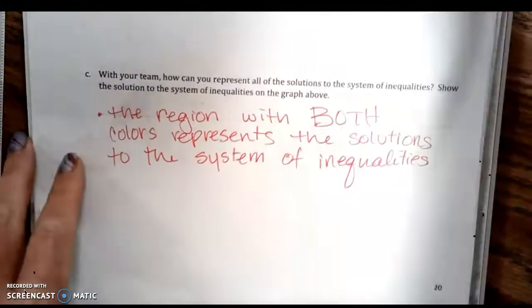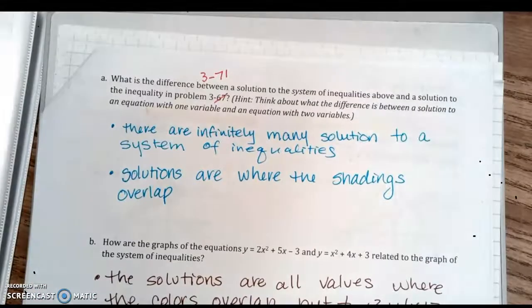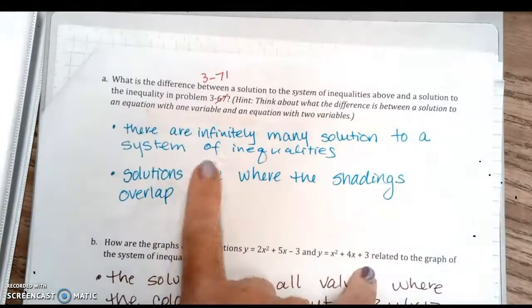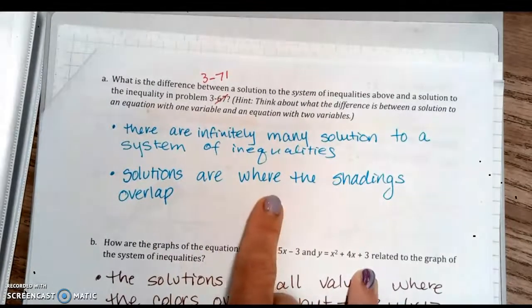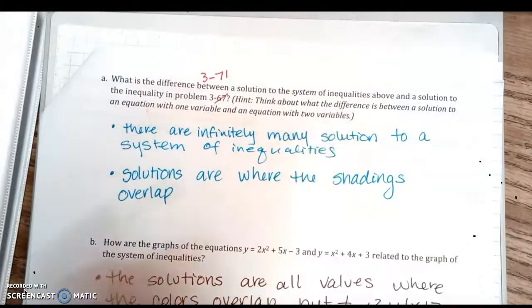Flip over to page 20. We're looking at question A. It says, what is the difference between a solution to the system of inequalities above and a solution to the inequalities in problem 67, which is also 71? Hint, think about what the difference is between a solution to an equation with one variable and an equation with two variables.